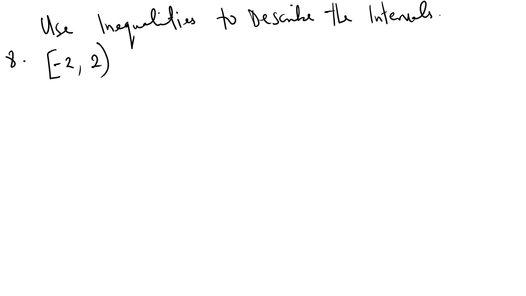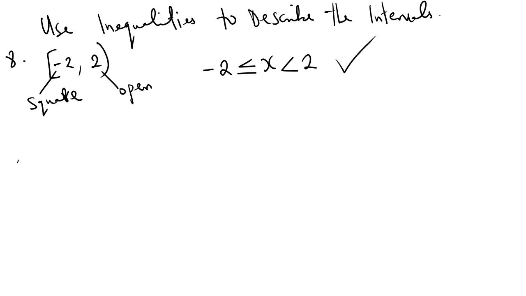So use inequality. All I have to do now is this one is open, and this is a square bracket. So now this is what I'm going to do. I'm going to have the variable in the middle, so it will be x. Then to the left of that, I will write greater than or equal to -2, and since I have open, it will be strictly less than 2. So this is how you do it.